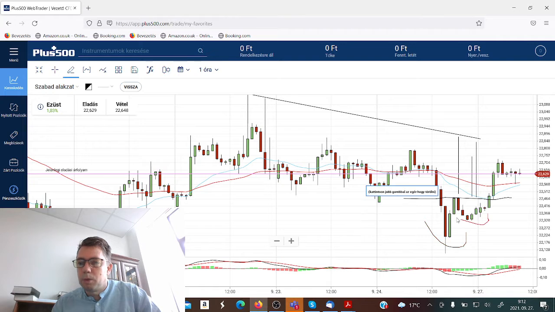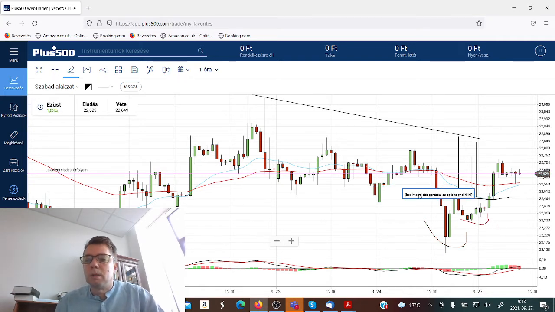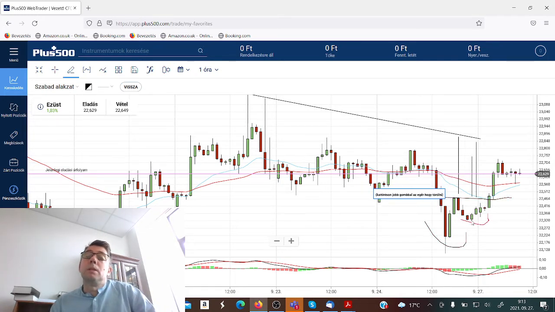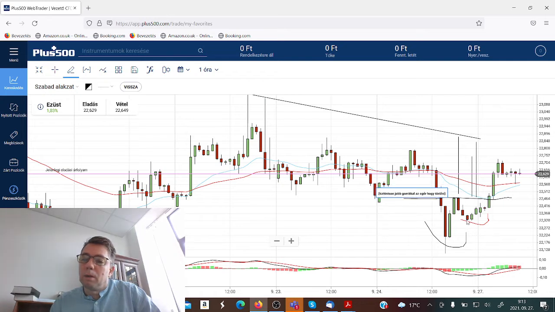And as you can see, we did not go down because we built up a low, and this was supposed to be a higher low. Now, if we break this higher low, then this pattern is destroyed and useless. So we should never go under this level, and we did not. We actually broke above the neckline and went above.